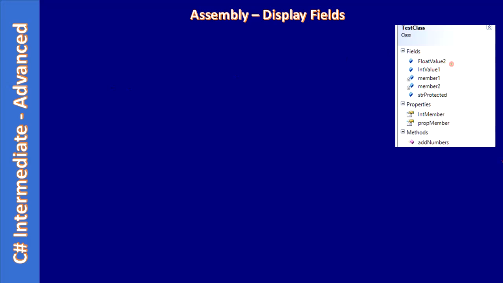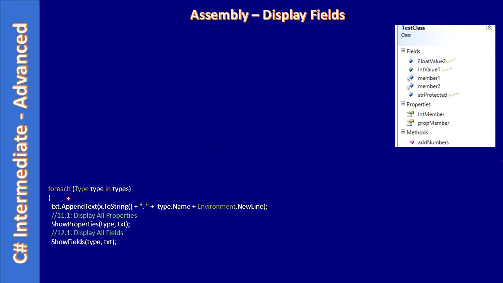So now we will concentrate on retrieving the field information. Here in the field, if you see, we can get the public field, in the sense field name as well as its type. So we already iterate through the types collection and this will list all the class name.